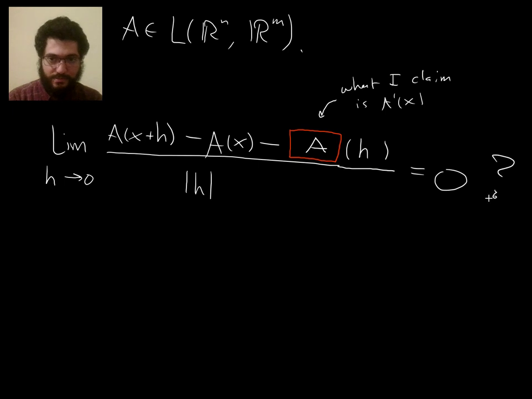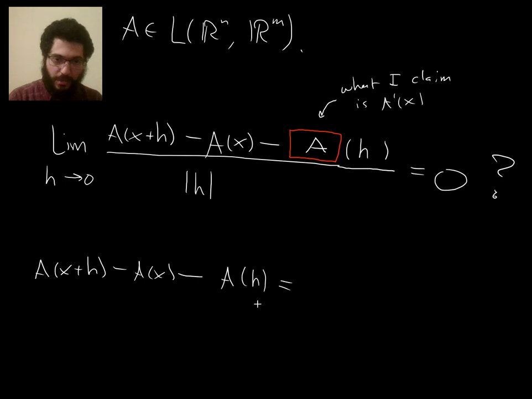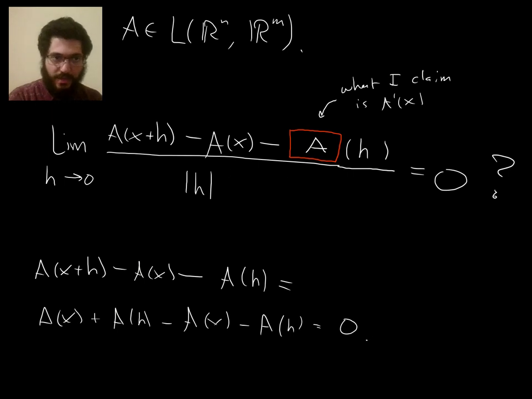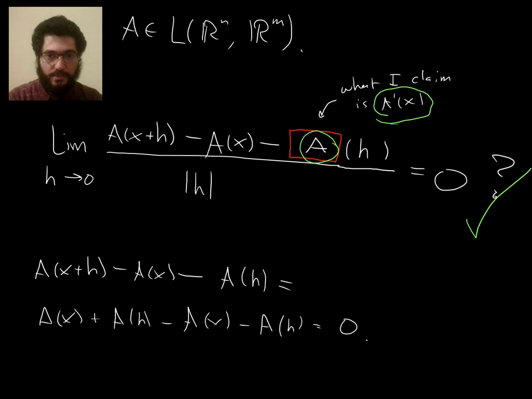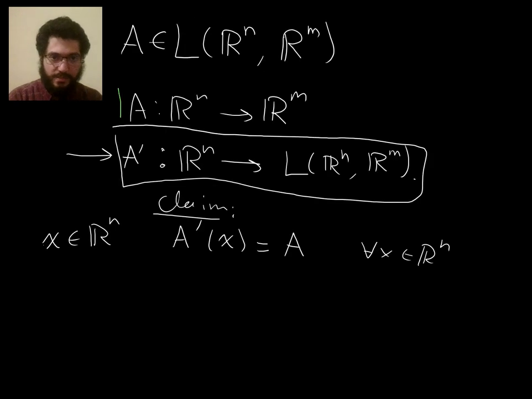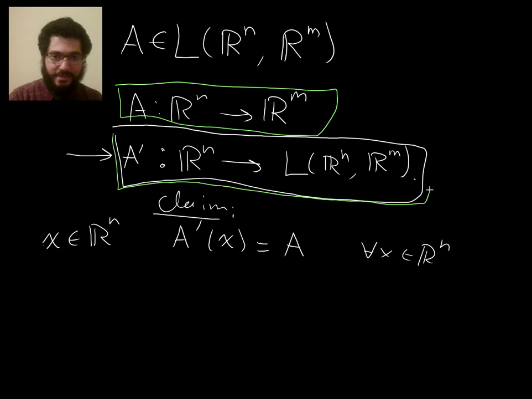So can we prove this limit statement? Well, A is linear, so the numerator there is Ax plus Ah minus Ax minus Ah, which is 0. The numerator is 0, so yes, in fact, this is correct. This limit is 0. So indeed, A is A prime x. So if A is a linear map, Rn to Rm, then the linear approximation to A is A. The derivative of A is a constant function that maps every point in the domain to A itself.